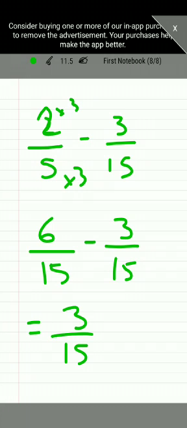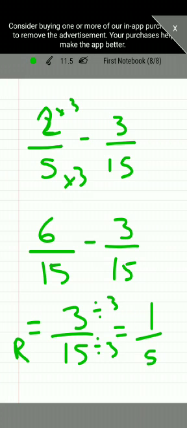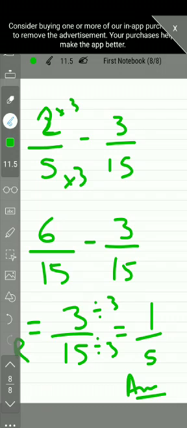After this we are going to reduce it. To reduce it, we see by which number we can divide both numbers. 3 is a common factor of both numbers, so we can divide both by 3. 3 divided by 3 is 1, and 15 divided by 3 is 5. So your final answer is 1/5. So that's all for today. Thank you everyone.